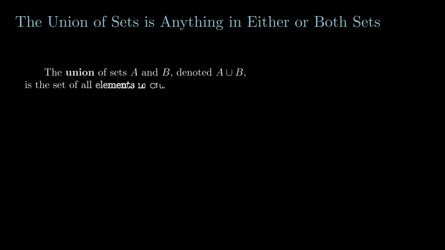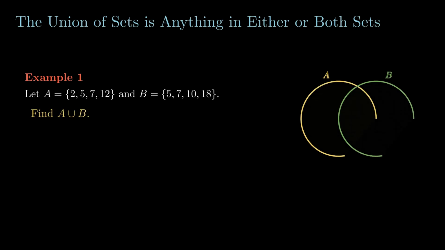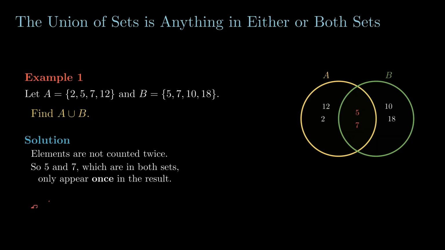The union of sets A and B, denoted by A union B, is the set of all elements in either A or B or both sets. Let's look at an example. Suppose set A equals 2, 5, 7, and 12, and set B equals 5, 7, 10, and 18. Find A union B. Elements are not counted twice. They are either in or out. So 5 and 7, which are in both A and B, only appear once in the union. Therefore, A union B is 2, 5, 7, 10, 12, and 18.